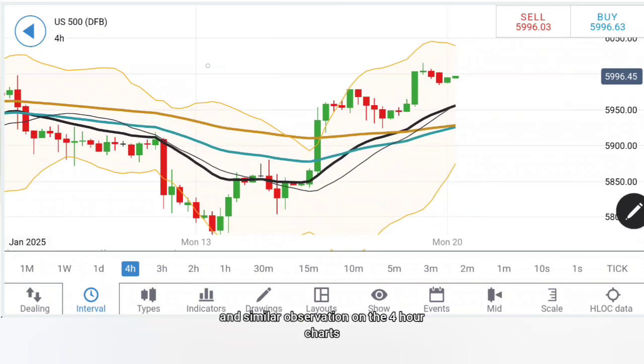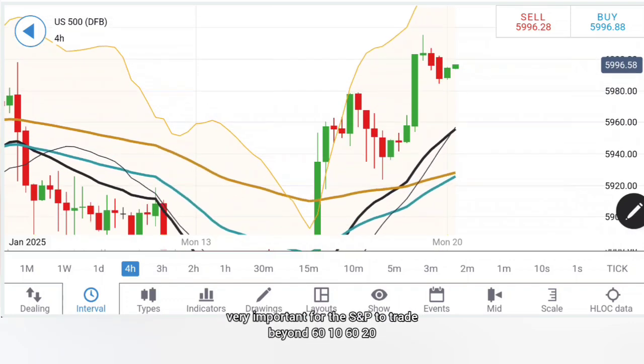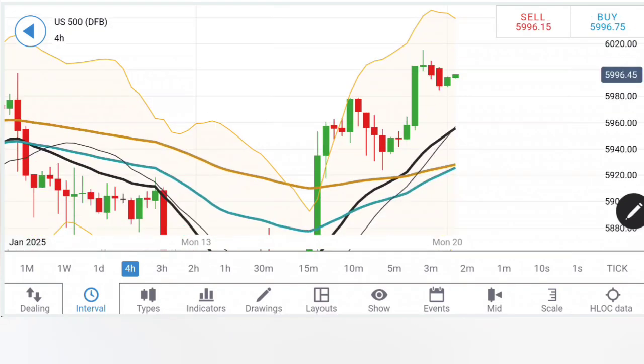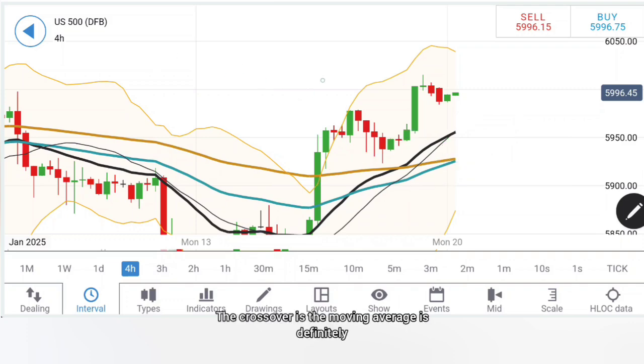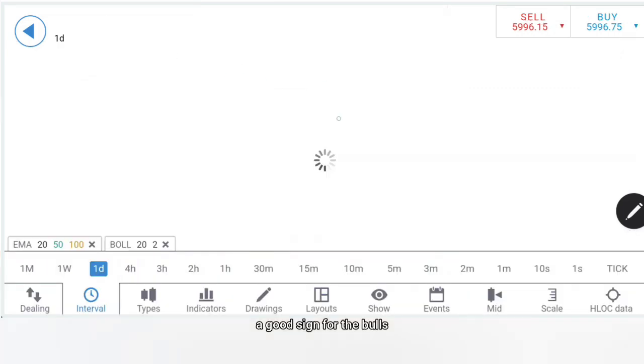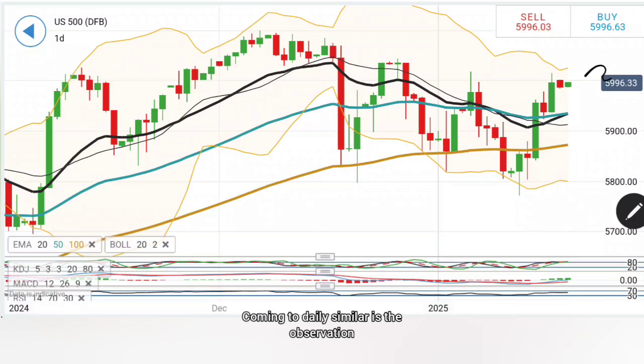And similar observation on the 4-hour charts, it is showing a reversal sign, and after that the retracement. So it is very, very important for the S&P to trade beyond 6010, 6020 zone in order to confirm reversal. The crossover in the moving average is definitely a good sign for the bulls. Coming to daily, similar is the observation. Remember, it is trading almost at the peak here.